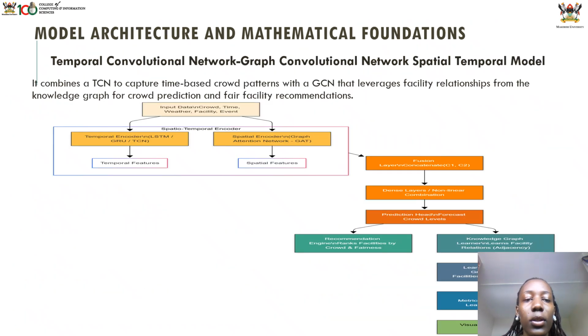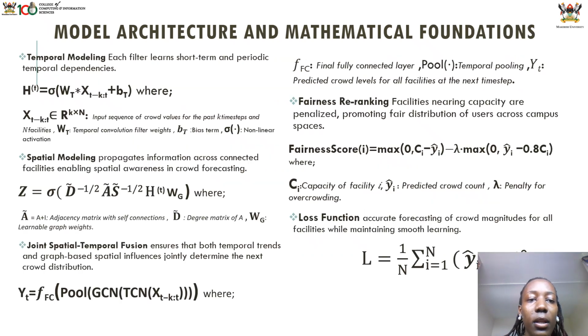So continuing to the next model that we chose, this model combines the TCN, temporal convolution network, to capture the time-based crowd patterns with the graph convolution network that leverages facility relationships from the knowledge graph, for crowd predictions and fair facility recommendations. Then these are the mathematical formulas. Each filter learns from short-term temporal dependencies. As you can see, we have a fairness ranking.